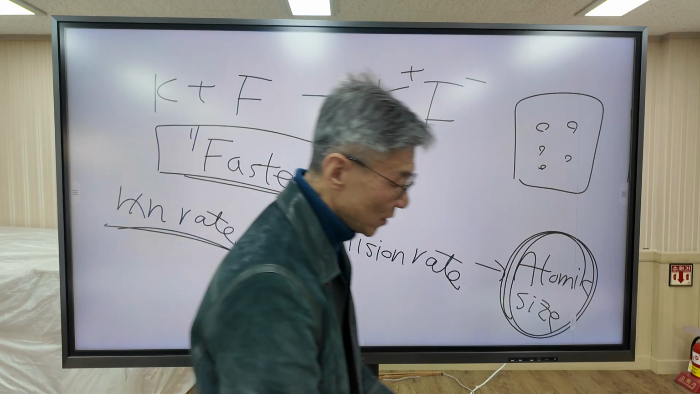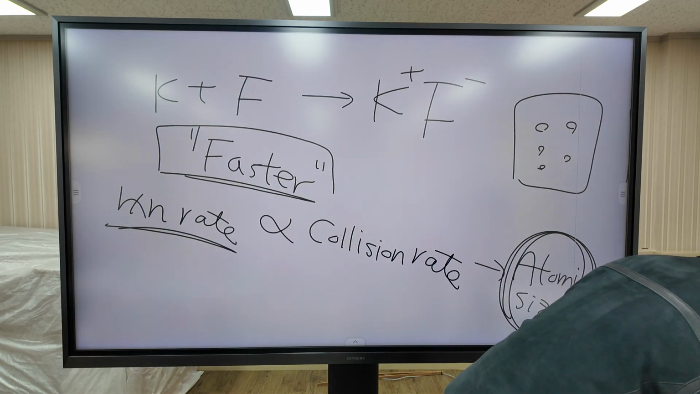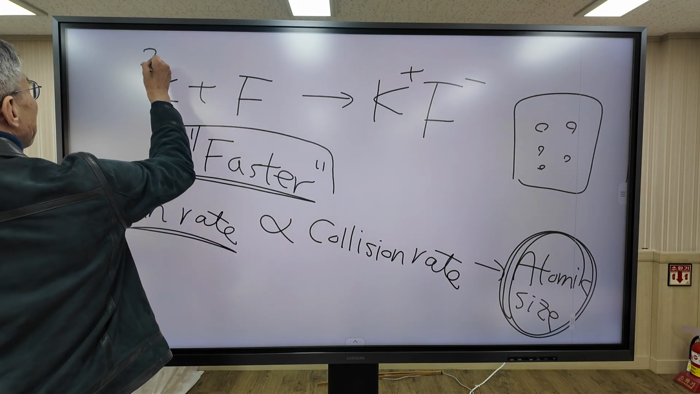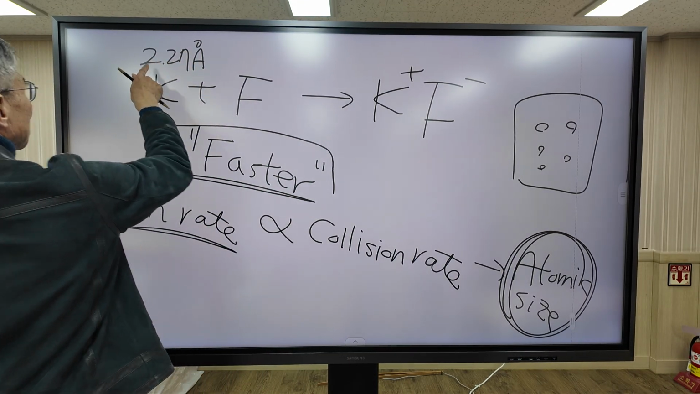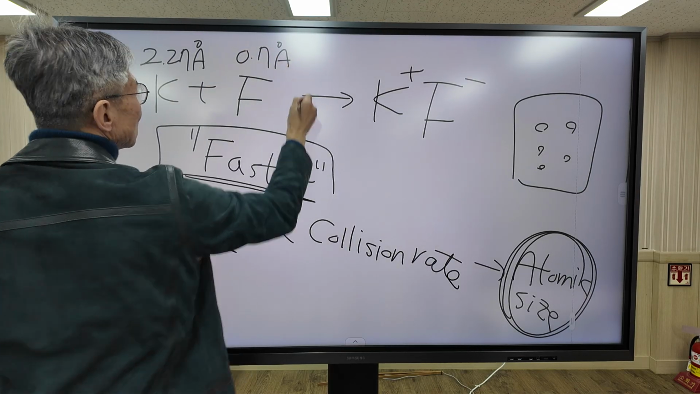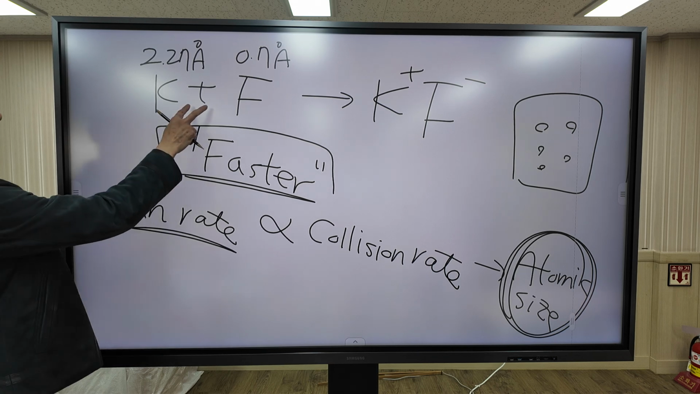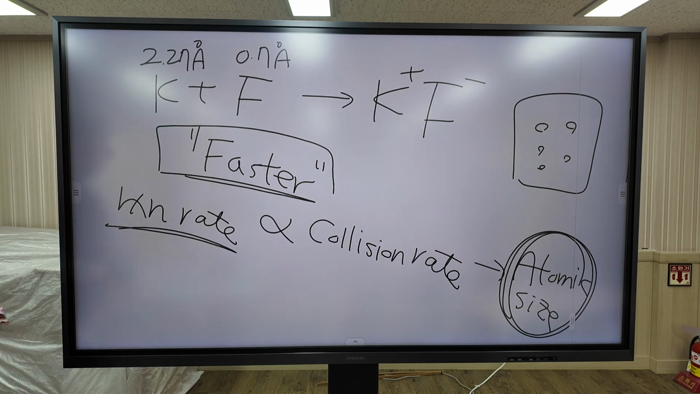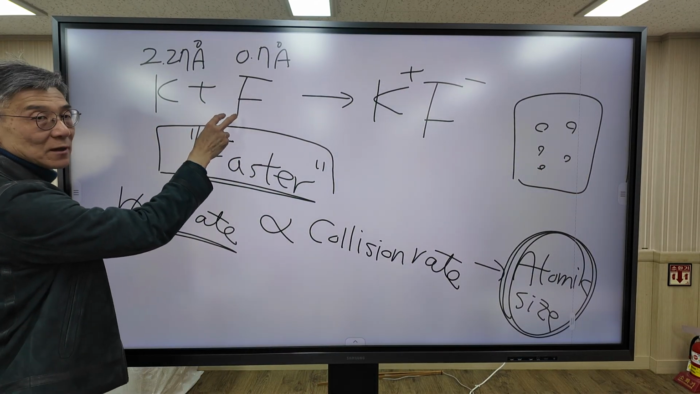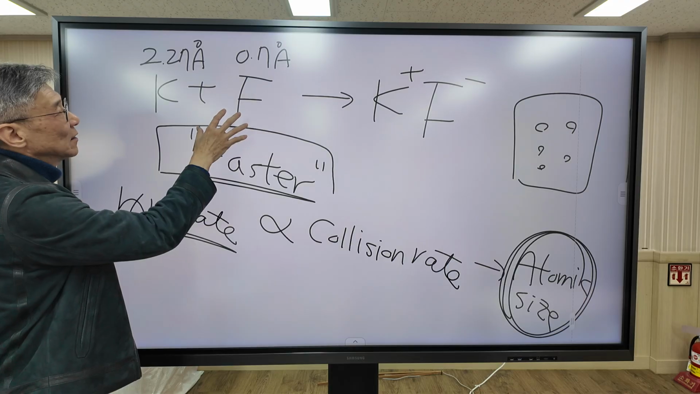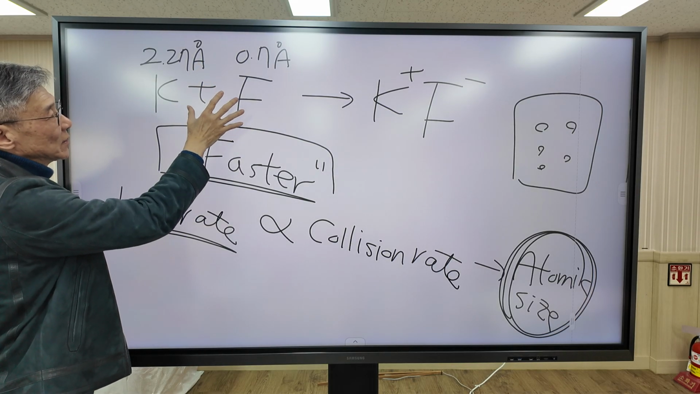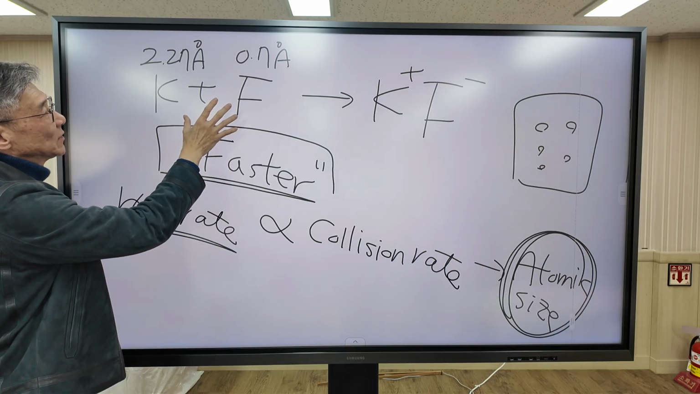According to the experimental result, the atomic size of potassium is known to be 2.27 angstrom. Fluorine is about 0.7 angstrom. So the interatomic distance is approximately 3 angstrom. But when you measure the reaction rate of potassium and fluorine, the reaction is much faster than what was estimated on the basis of this atomic size. It was processed as if they were a size of 6 angstrom.